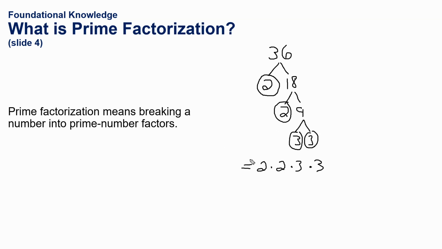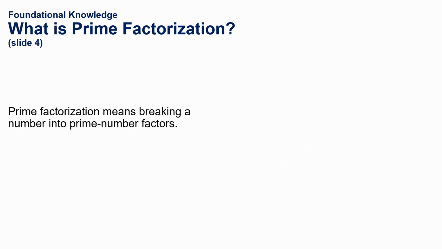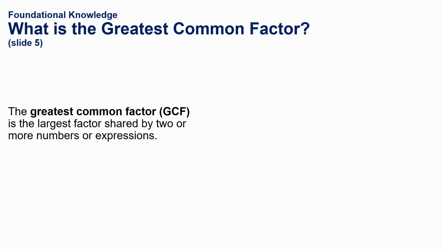Now, why this is useful for this concept is because we can use prime factorization to then figure out what the greatest common factor is. So, what is the greatest common factor? The greatest common factor, or GCF, is the largest factor shared by two or more numbers or expressions. For example, let's say we are asked to find the greatest common factor of the numbers 24 and 36.